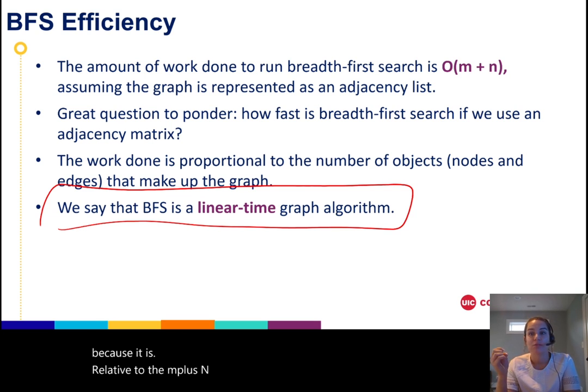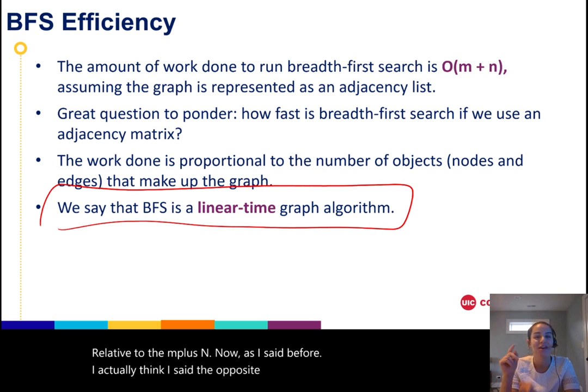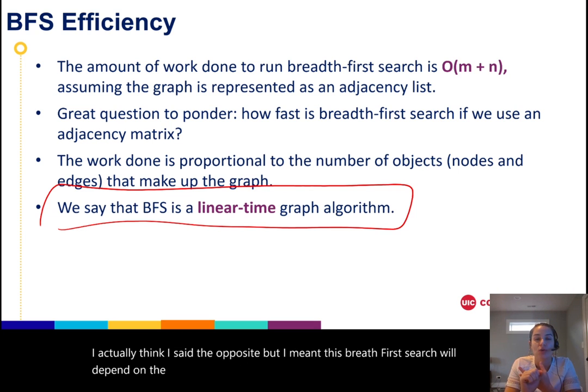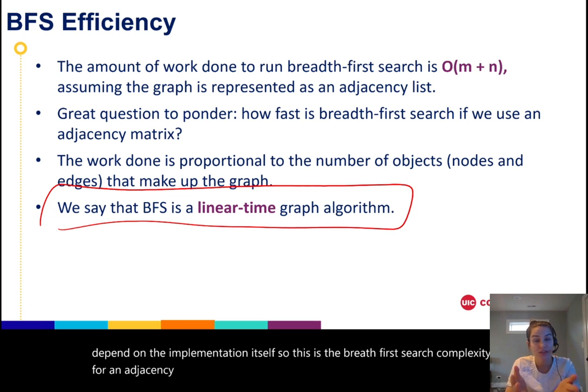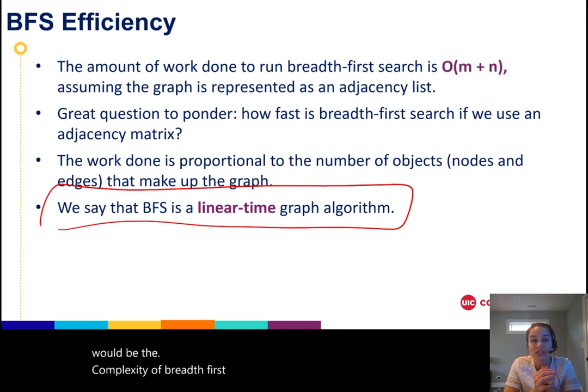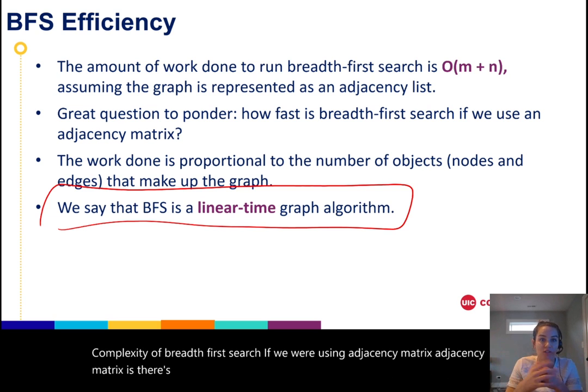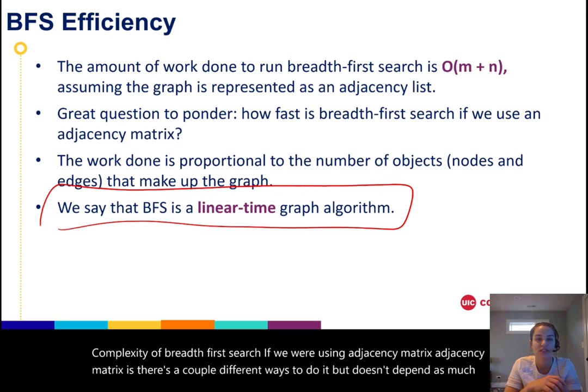Now, as I said before, I actually think I said the opposite, but I meant this. Breadth first search will depend on the implementation itself. So this is the breadth first search complexity for an adjacency list. So a great thing for you to think about is what would be the complexity of breadth first search if we were using an adjacency matrix? Adjacency matrix, there's a couple different ways to do it, but it doesn't depend as much as the adjacency list implementation.